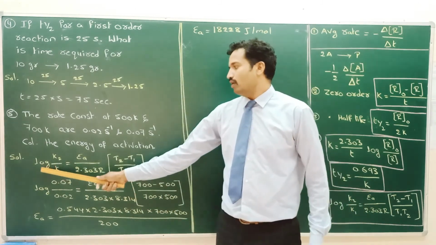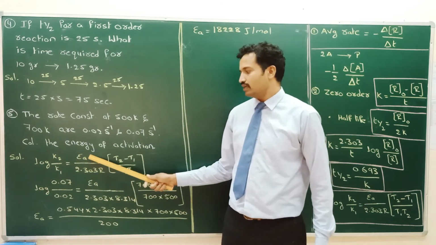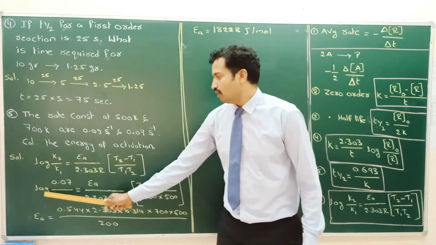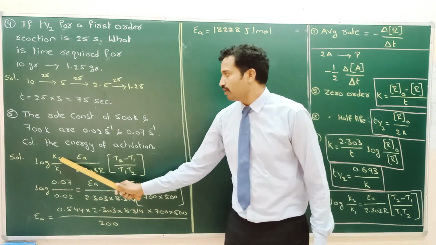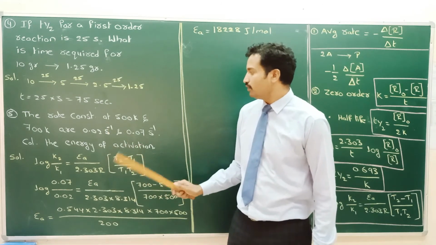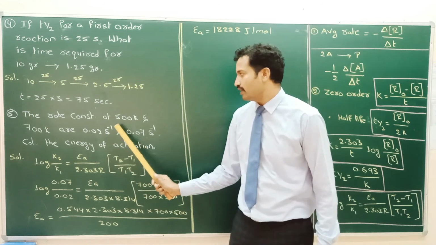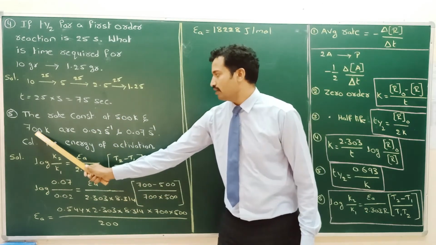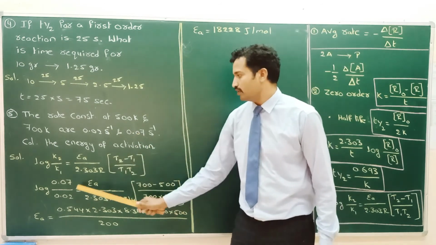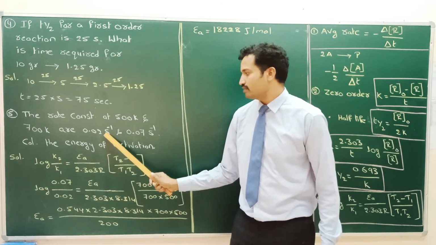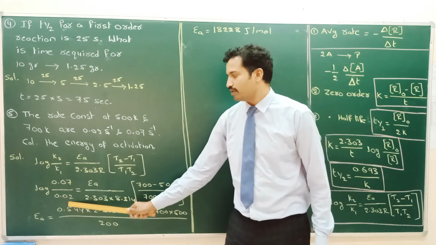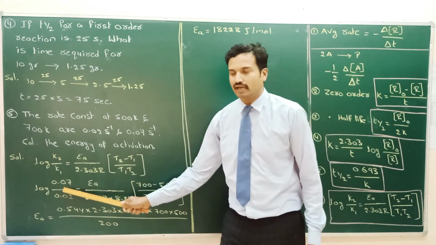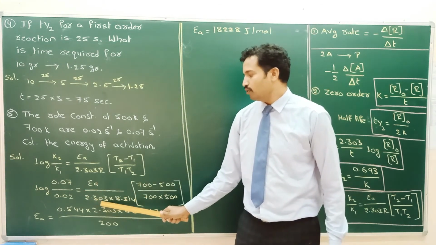The formula: log k2 by k1 is equal to Ea by 2.303 R, into T2 minus T1 by T1 T2. Here k2 means the rate constant value at T2, and k1 is the rate constant value at T1. T1 is the lower temperature, T2 the higher temperature. The rate constant k2 is 0.07, k1 at T1 is 0.02. 0.07 by 0.02 is 3.5. Then log 3.5 is equal to Ea by 2.303.